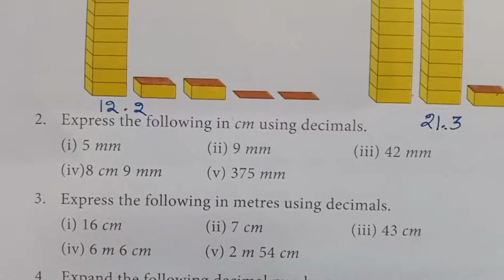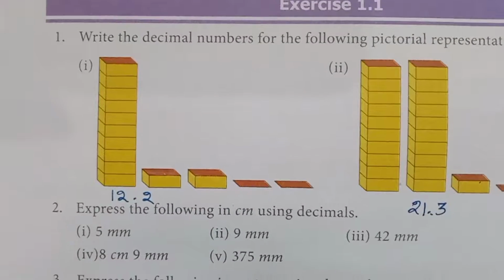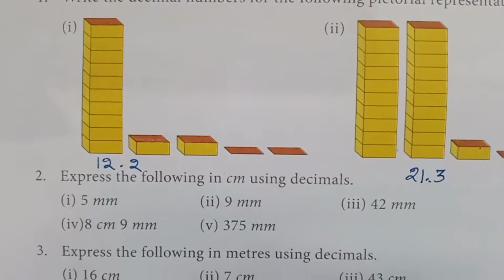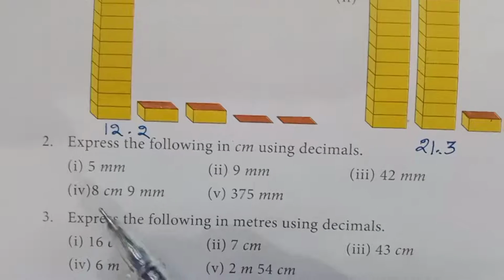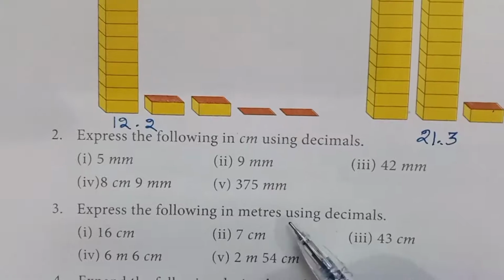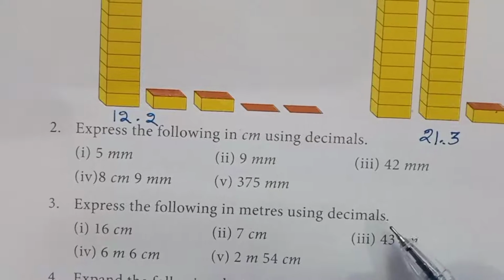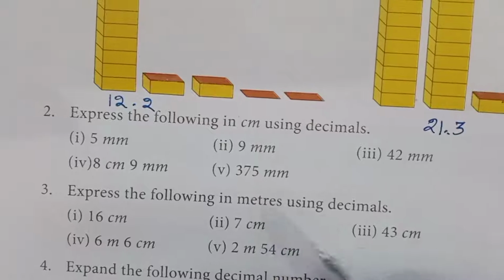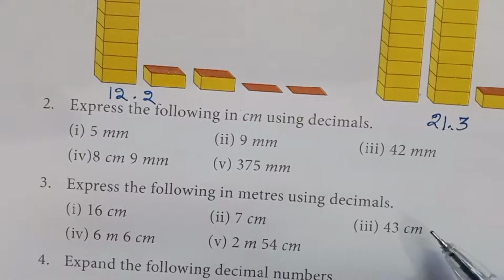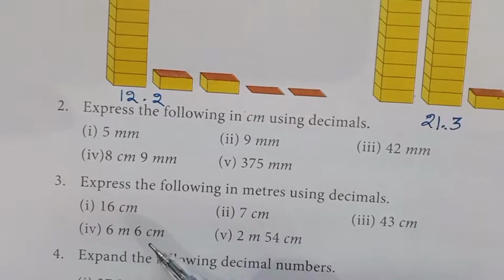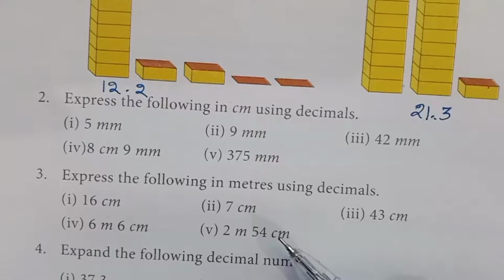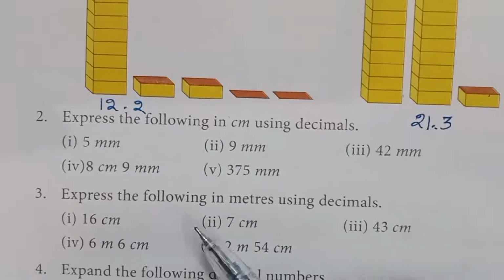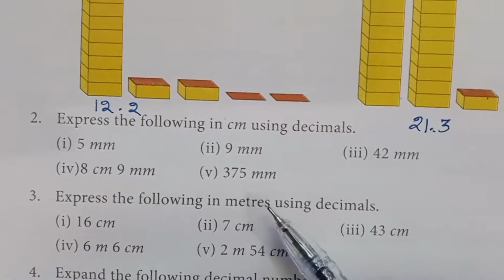Students, in the previous video, you learned exercise 1.1 in second term, first problem and second problem. Now, the third problem, express the following in meters using decimals. First problem 16 centimeter, second problem 7 centimeter, third problem 43 centimeter, fourth problem 6 meter 6 centimeter, fifth problem 2 meter 54 centimeter. For the given centimeter, convert it as a meter.